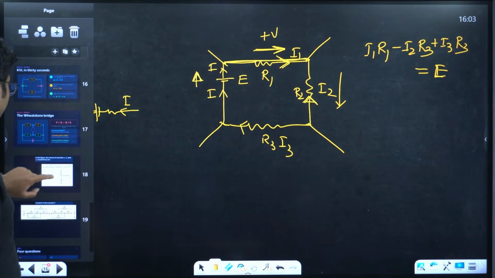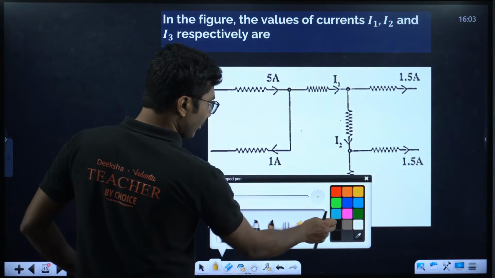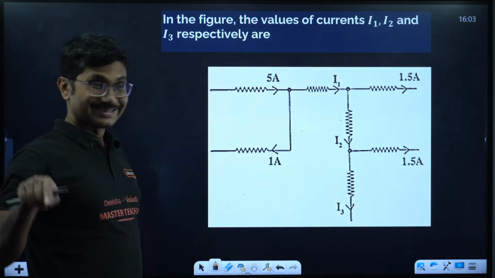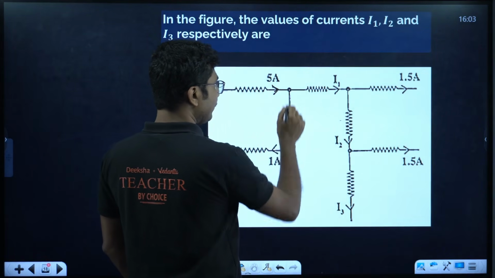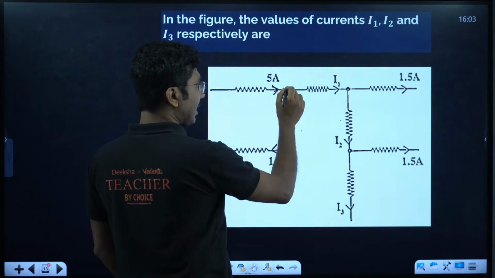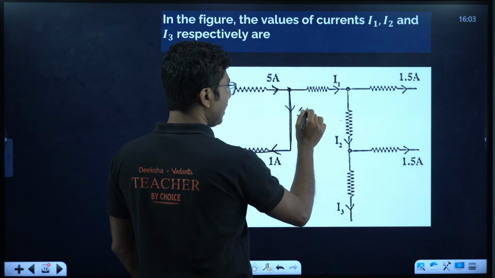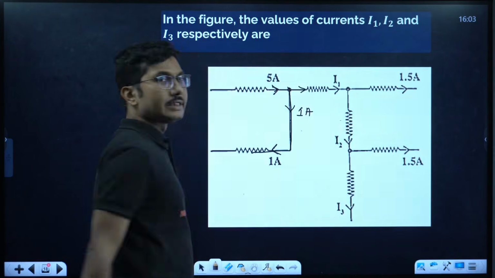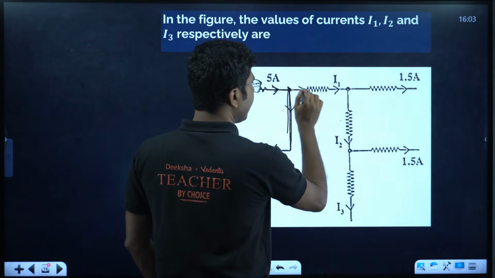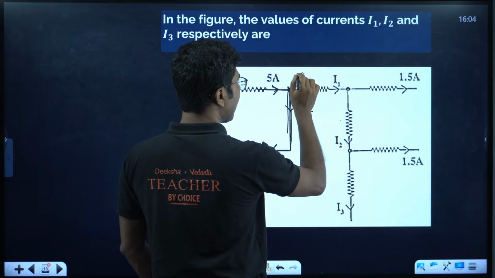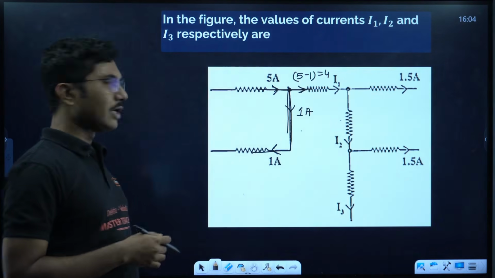Now let's move on and solve one problem. This is a question from 2026, this year. 5 ampere is coming from here, and you see that 1 ampere is coming back here. Obviously the current has only one path, so 1 ampere should come from this side. So 5 ampere going in, 1 ampere coming out, so the remaining current has to go out. That means 5 minus 1, that is 4 ampere. So this I1 is 4 ampere.